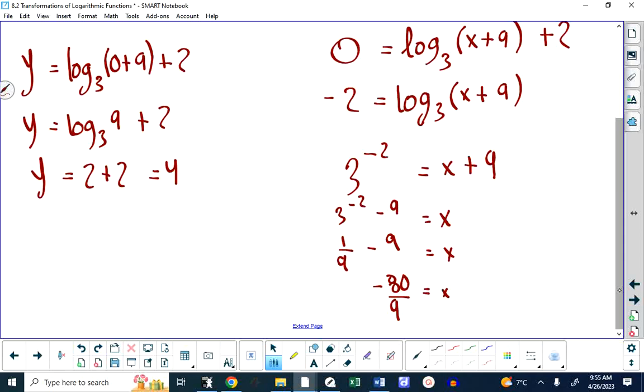And in decimal form, what was that? 8.8 repeating? 9.8 repeating? 8.8 repeating. So negative 8.8 repeating is the x-intercept.